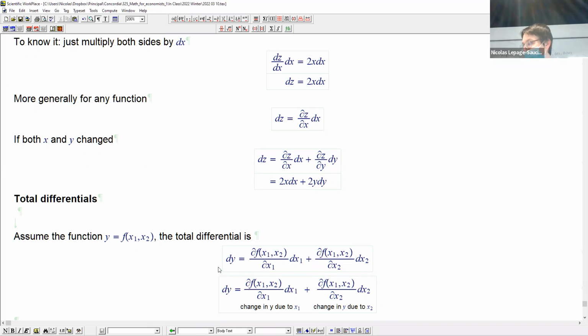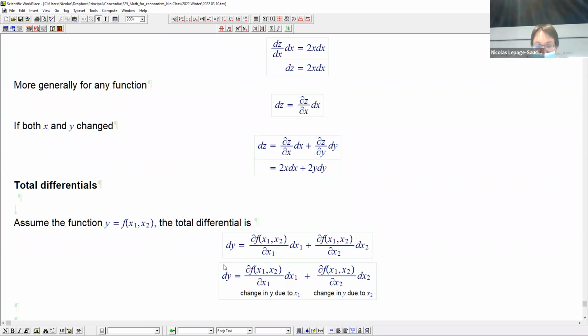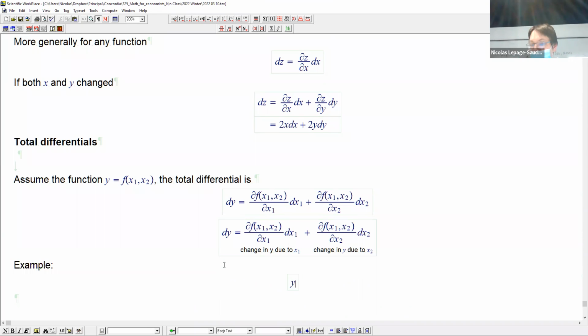Writing on the board sometimes is easier. So, another example. If I have, for instance, y equals x1 squared x2, then what happens if x1 changes a bit and x2 changes a bit? So dy equals to, so take some time to do it yourself. Again, to practice taking derivatives.